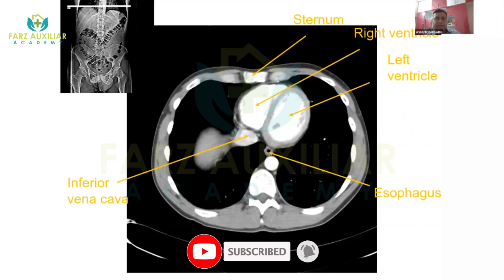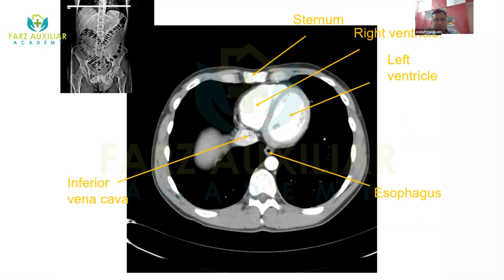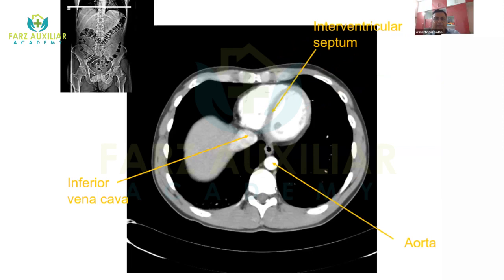Then you can see this is the right ventricle, this is the left ventricle, this is the interventricular septum, this is the inferior vena cava, this is the esophagus, and this is the sternum, and these are the ribs, with intercostal muscles in between. This is the vertebral body, and this rounded structure is the aorta. Then the interventricular septum, right ventricle, left ventricle, the inferior vena cava, and the aorta.